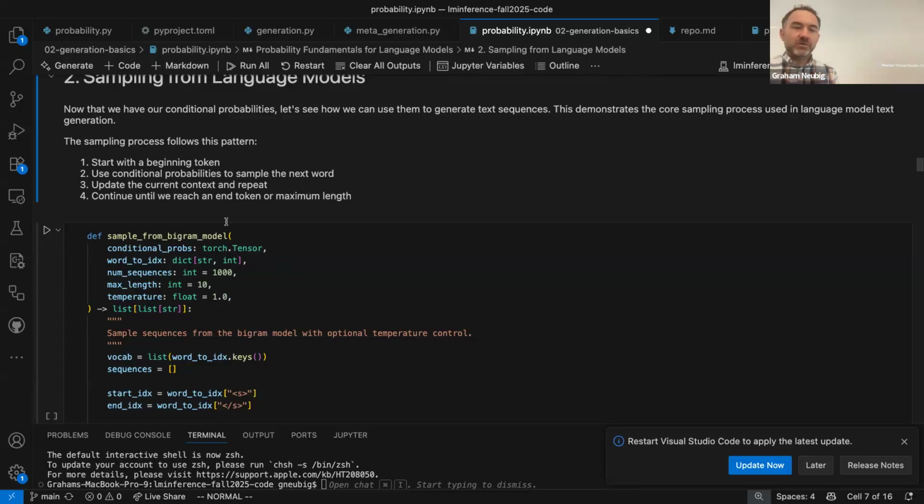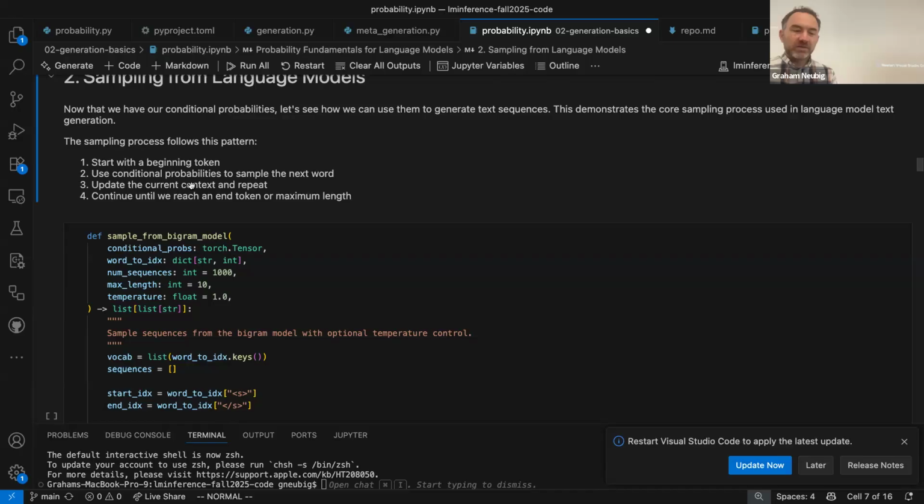This is what we do in every autoregressive language model. It's the same for transformers. The only difference is here, for updating the current context, we're just remembering the previous word. In a transformer model, we run it through many, many layers of the transformer model and append the embeddings to the KV cache and all of the other things.